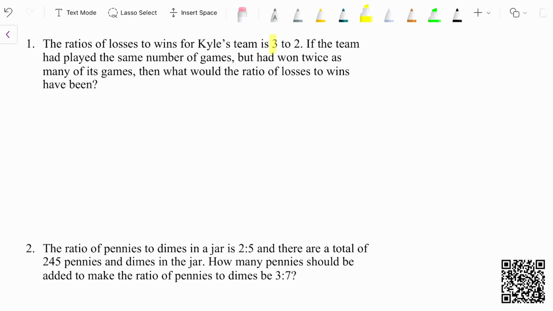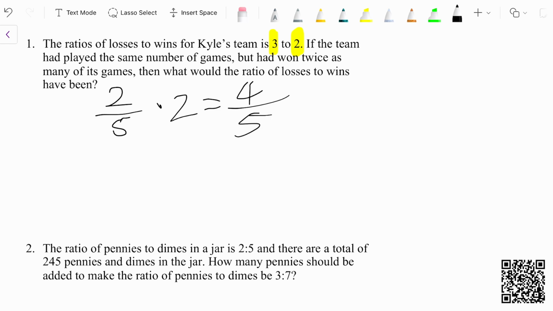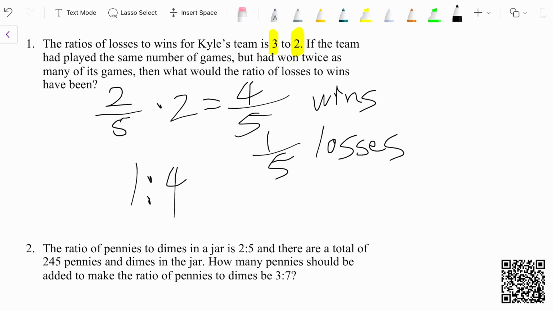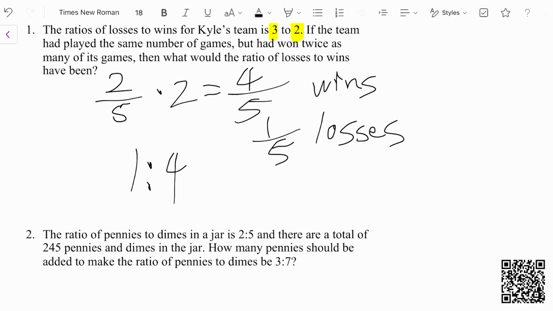Since we have these 3 parts and these 2 parts, in total there are 5 parts, which means that if they currently have won 2/5 of it, ignoring the losses for now, if we had won double, times 2, they would have won 4/5 of the games, which leads 1/5 of the games to be losses. So 4/5 wins, 1/5 losses. And since 1/5 is 1/4 of 4/5, this means that the ratio would have been 1 to 4, which is a nice thing to dream about, but unfortunate.